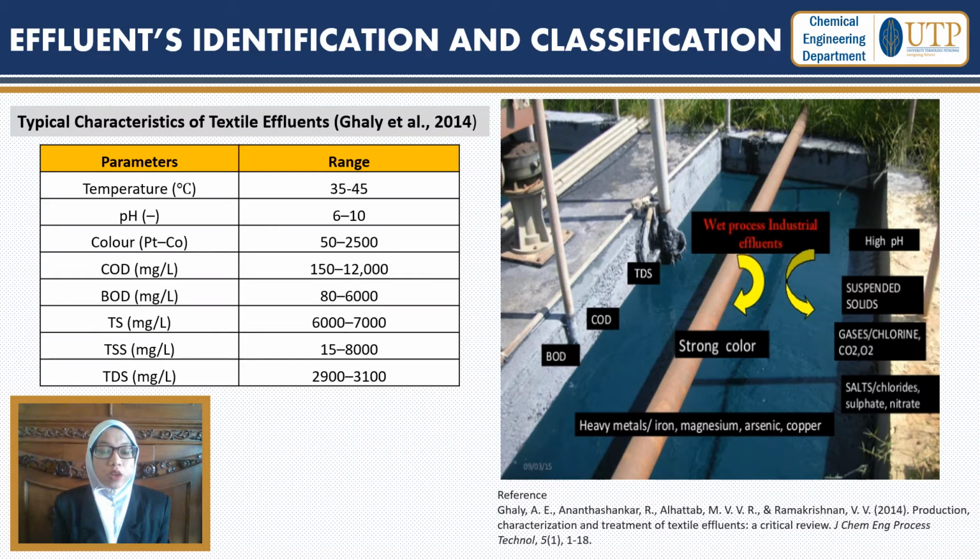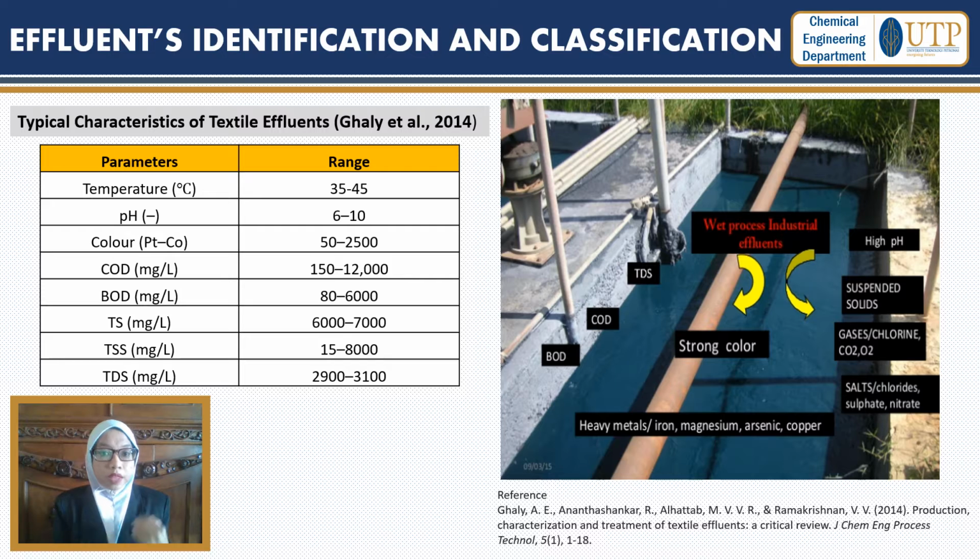The dye effluent are high in color, pH, suspended solid, chemical oxygen demand, and biochemical oxygen demand, as stated in this table. In addition, metals and salt are also present in the dye effluent. Textile processes include dry and wet processes. In the wet process, they utilize a considerable quantity of potable water and release highly contaminated wastewater.